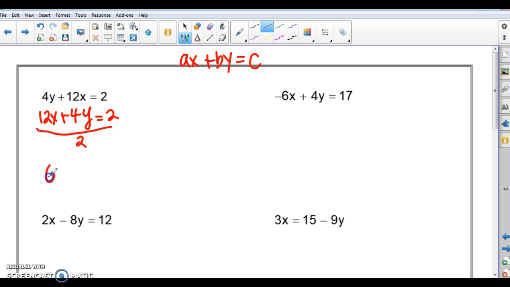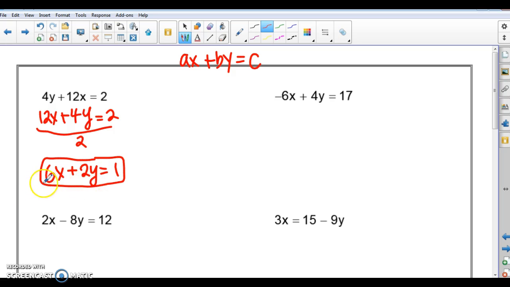So what you have? 12 divided by 2 is 6x. 4 divided by 2 is 2y. 2 divided by 2 is 1. So this is my standard form. You might say, Miss Lee, but 6 and 2, you can divide by 2.